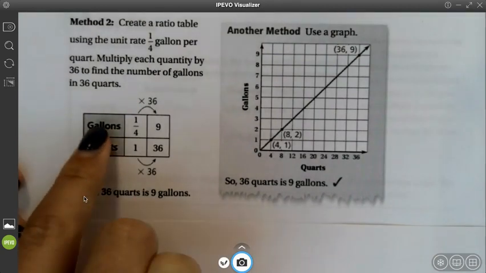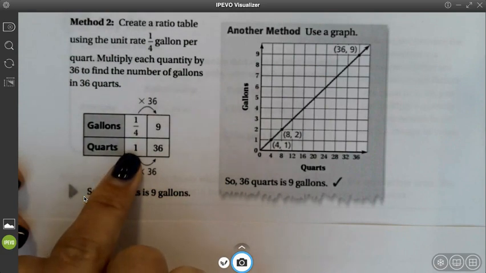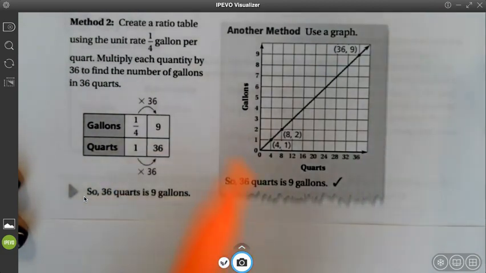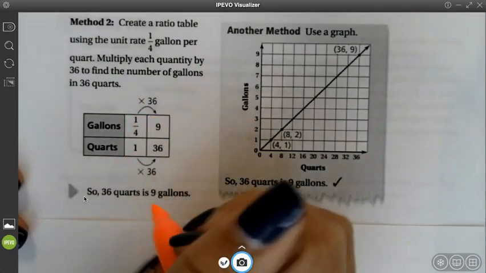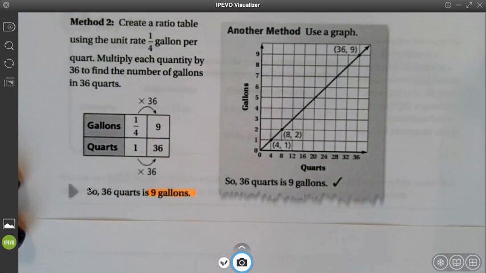So same thing, we have our labels set up in our ratio table. We've got that 1/4 gallon is the same as 1 quart, and we are changing the 1 quart into 36. We do that by multiplying by 36, so we do the same thing to the numerator, and we still get the same answer of 9 gallons.